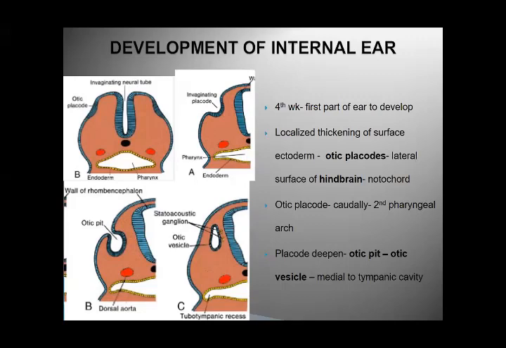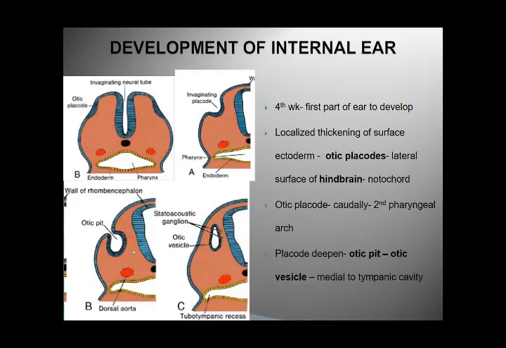Lateral surface of hindbrain. किस लेवल पे है? Caudal to the second pharyngeal arch. यहाँ पे. Now, as this otic placode forms, it deepens and indents the underlying mesenchyme. ठीक है? As it invades the underlying mesenchyme, ये जो placode था, this now develops into a vesicle, otic vesicle.